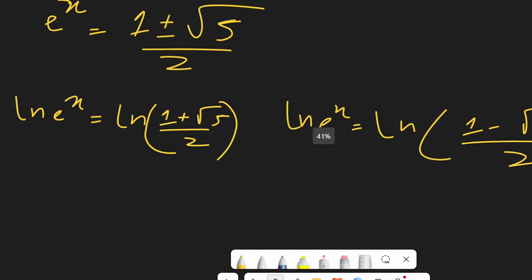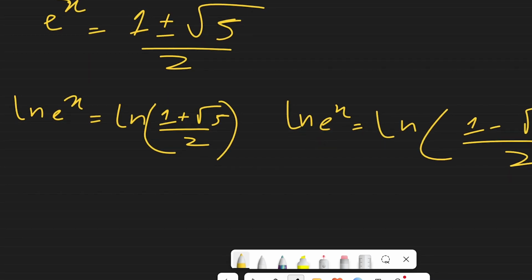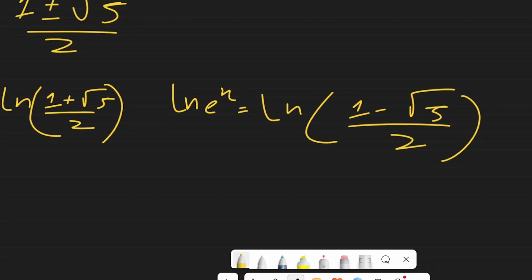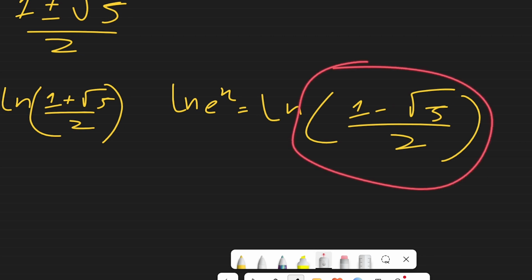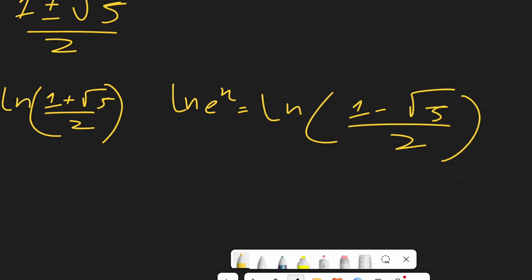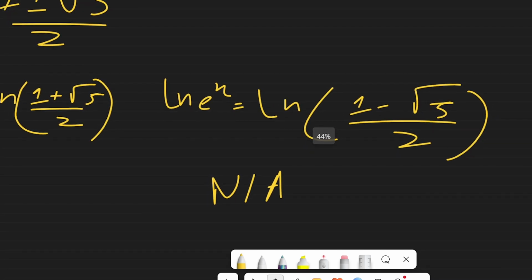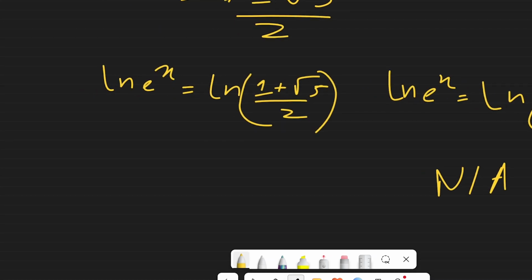I don't know if the answer comes out to be negative, but this is the working. If the answer, for example over here, comes out to be negative, then there would be a math error. You would just write NA over here, and you will just solve this equation, which is most probably the case.